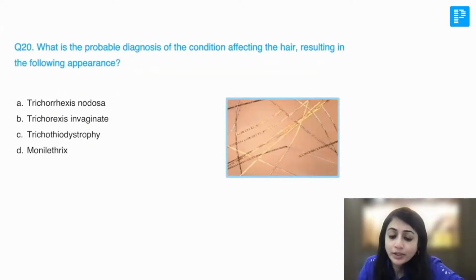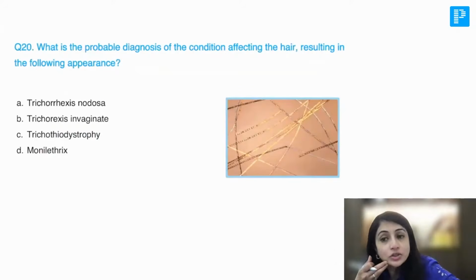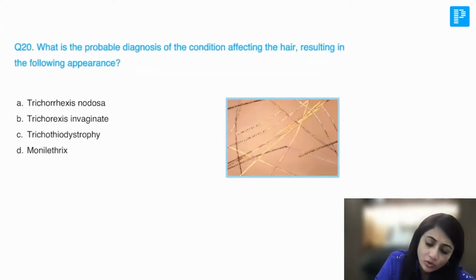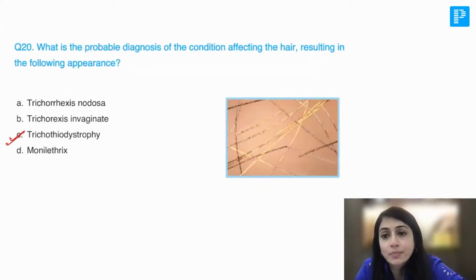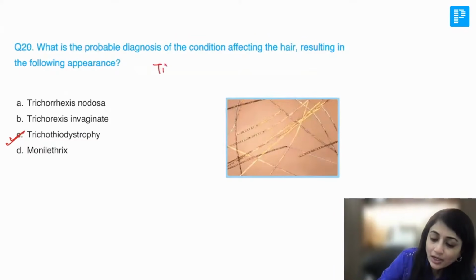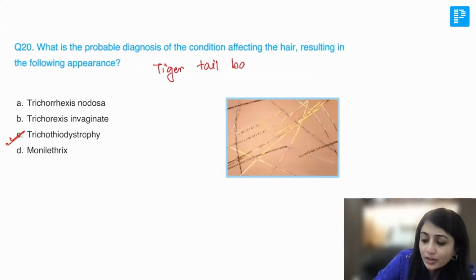What is the probable diagnosis of the condition which is affecting the hair and resulting in the following appearance? So what is this appearance? This is trichothiodystrophy. How do you know that this is trichothiodystrophy? What is the appearance called? Yes, tiger tail banding appearance. So it looks like a tiger tail and the bands that you see on a tiger's tail. So tiger tail banding appearance is seen with trichothiodystrophy.